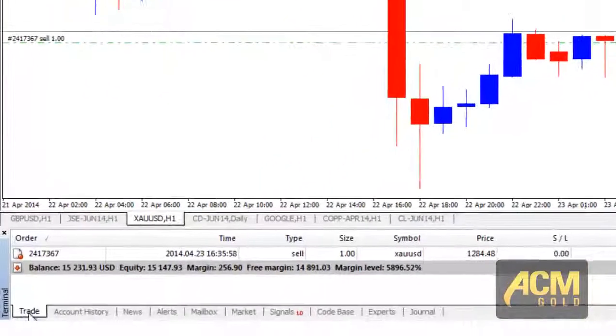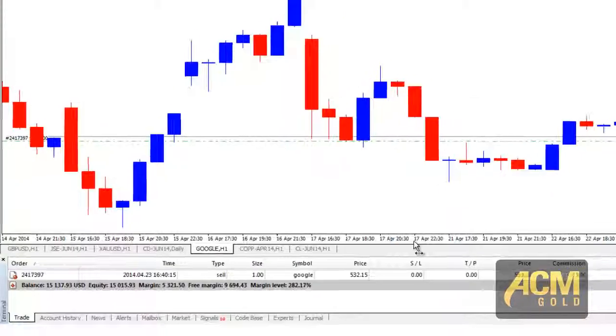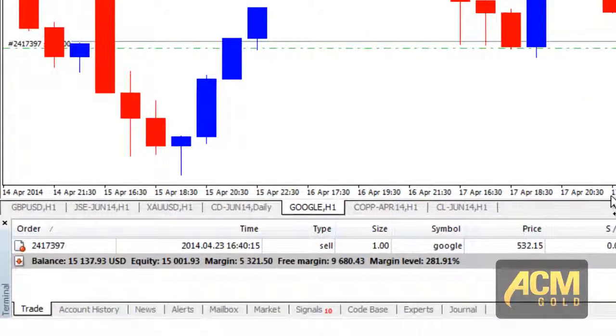We will sell 100 ounces of gold at 1284.48. Our margin is $256.90. Let's sell 100 units of Google at 532.15. Our margin will be $5,321.50 and the commission will be $15.